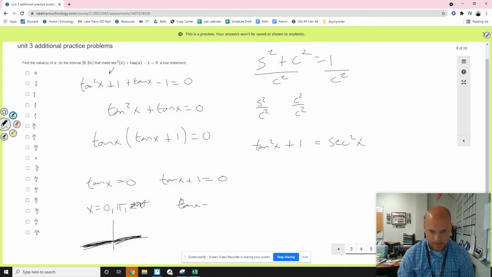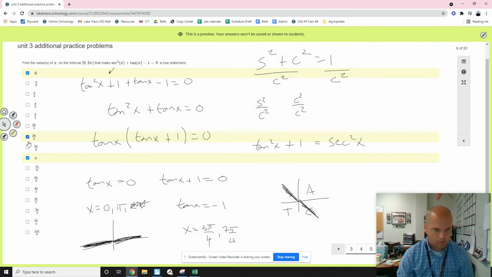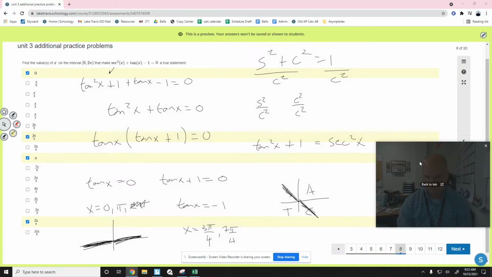Here I'm going to isolate tan x by subtracting 1. Tangent is equal to 1 at the 45s. Tangent is negative in the second and the fourth quadrant. So I want the 45s, which are the pi over 4s, in the second and the fourth quadrant. 4 pi over 4, this would be 3 pi over 4. 8 pi over 4, this would be 7 pi over 4. So 0, pi, 3 pi over 4, 7 pi over 4. It's a good problem.